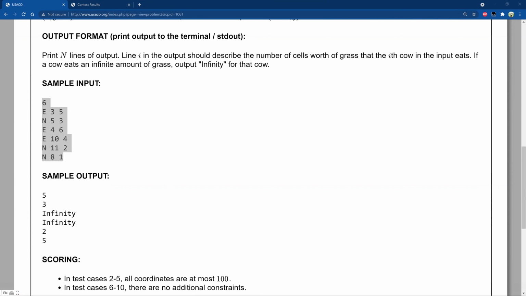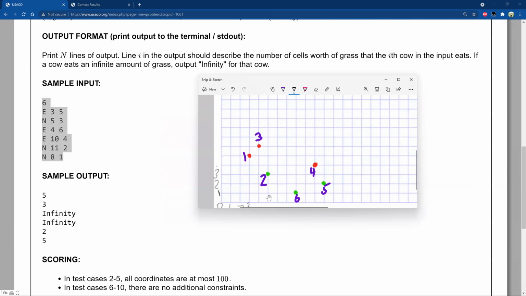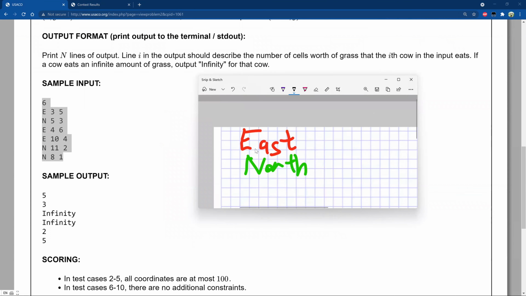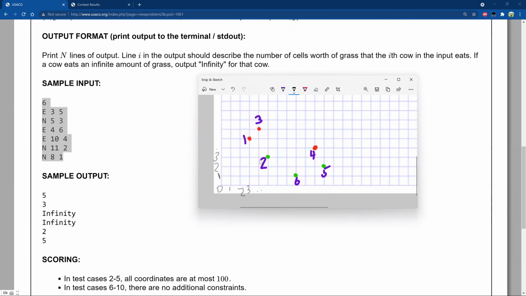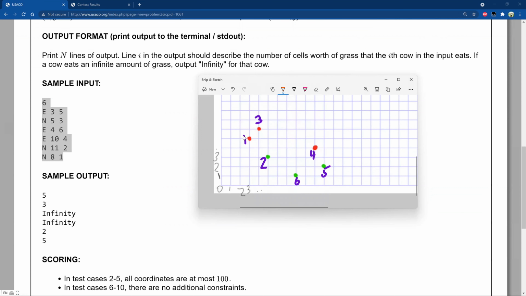So let me get it open. Okay, so I currently have it right here, right? East is colored red, and north is colored green. Then for each subsequent step, I will use orange for the east cow and blue for the north cow in the future for more time steps. And the axes are in increments of 1.